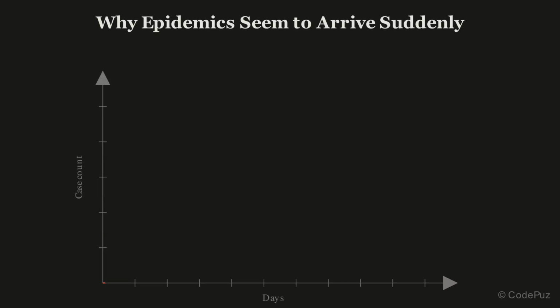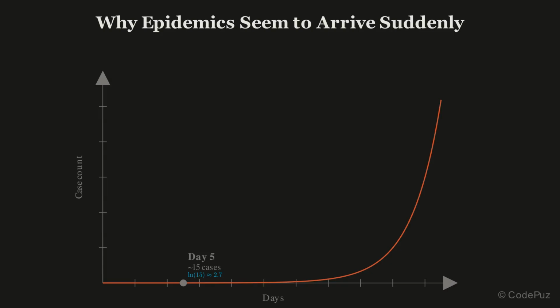Here is an epidemic curve plotted on a normal linear scale. For the first 10 days the case count barely registers. It looks almost flat against the axis. Then it bends upward. Then it explodes. On day 5, 15 cases. A handful. The natural log of 15 is approximately 2.7. Calm. Under control. Nothing to worry about.